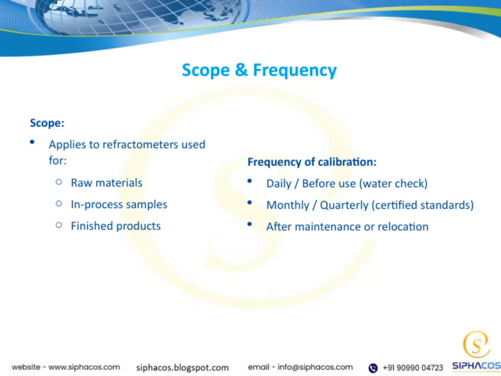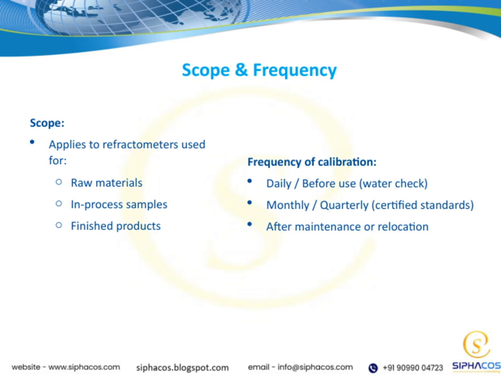Let's talk about how often we need to calibrate our refractometers to ensure accurate readings. Typically, calibration should be done daily or before each use, especially when performing a water check to verify the instrument's accuracy. For more thorough calibration, it's recommended to do it monthly or quarterly using certified standards. Additionally, calibration should be performed after any maintenance or if the instrument has been relocated to a different environment.